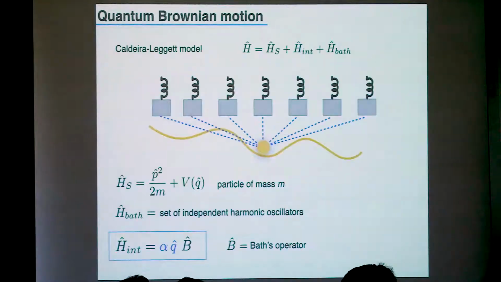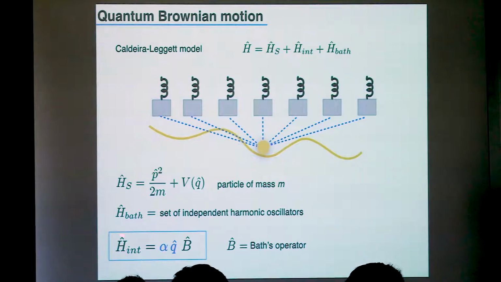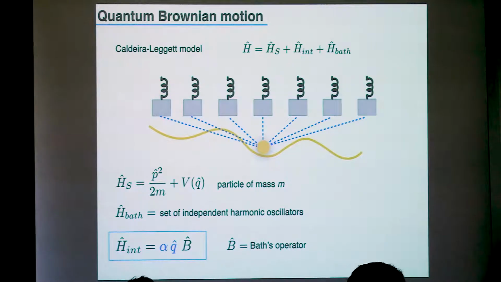So, to explain this behavior, I will start from the quantum Brownian motion, in which we have a quantum particle here moving in a given potential, which is coupled to the bath. And this is in the spirit of the Caldeira-Leggett model: it's coupled to a bunch of harmonic oscillators here. So this is the Hamiltonian describing the particle, and this is the interaction with the bath. And now, in many theoretical studies, this kind of interaction is assumed linear, okay? In the Q operator, the operator of the position of the particle.